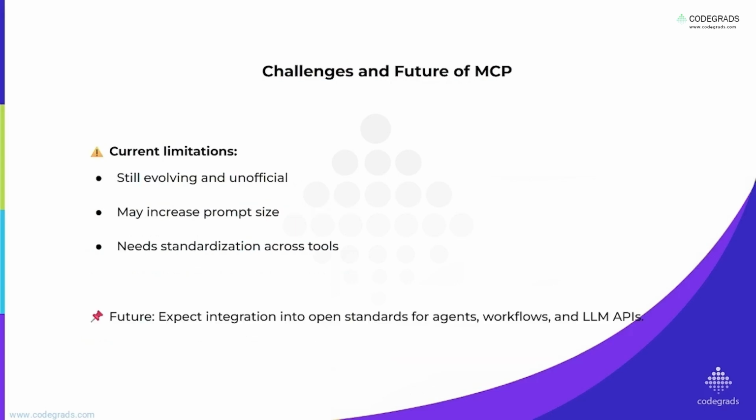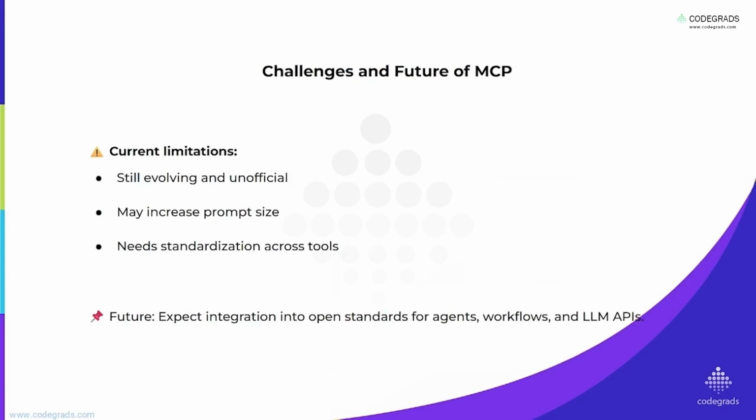The challenges and future of MCP. The current limitations are that it is still evolving and unofficial. It can increase the prompt size. It needs standardization across tools. In case of complexity, it adds some structure overhead, so complexity is always increased here. For model support, it needs models that understand the MCP format, so model support is also very much needed. And for the tool integration part, it requires tools to follow the protocol format. In case of standardization, it is still evolving across different frameworks.